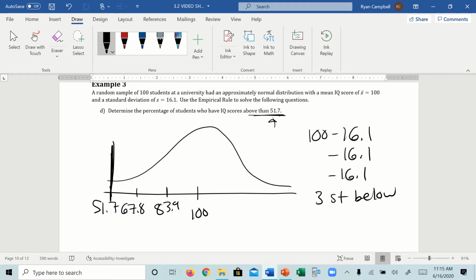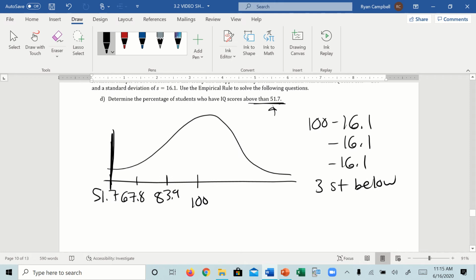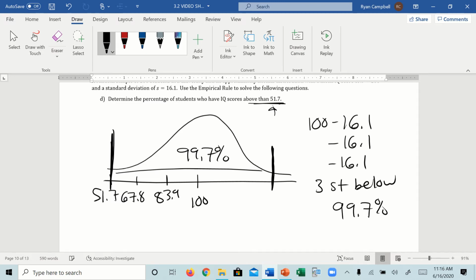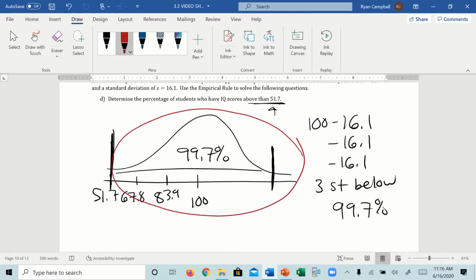All right. Now again, you might think, oh, 3 standard deviations, that's going to be 99.7, right? That's what we said. But we're not trying to find within 3 standard deviations. We're trying to find above this number, right? So 3 standard deviations above and below are going to look like this. This is the 99.7%. But do we want just this area? No, we want all of the area, right? So we need this area as well, above the 3 standard deviations.